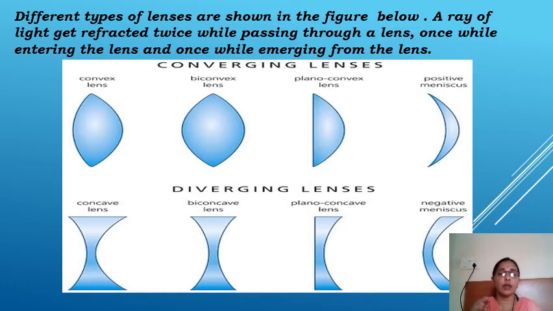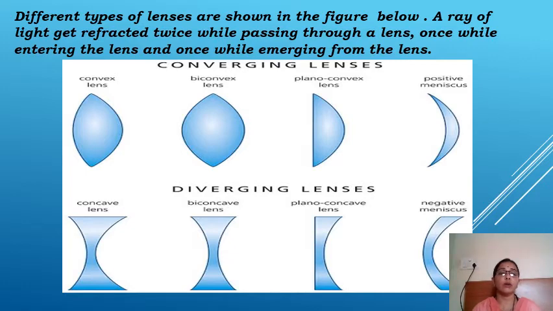What converging means and what diverging means, that we will see further. But a converging lens means these lenses bring the rays of light close to each other at one point. And a diverging lens means these lenses diverge the rays of light away. So according to their function, we use these lenses according to their property. Where we want to focus the light, there we use the converging lens, and when we want to diverge the light, we use the diverging lens.